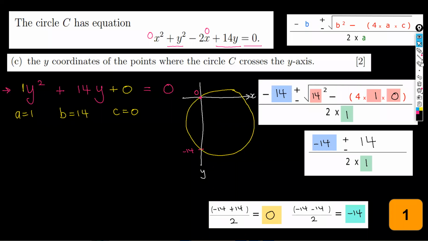Yeah, they asked us the y coordinates of the points, right? So the y coordinates are 0 and minus 14. If they had asked us for the coordinates, in a case like that, we would have had to put the x and the y value. Like this point would be 0, 0, and this point would be what? 0, minus 14. But over here, they only ask us for the y coordinates. So we only have to put the 0 and minus 14. All right, so let's get started with the next question.